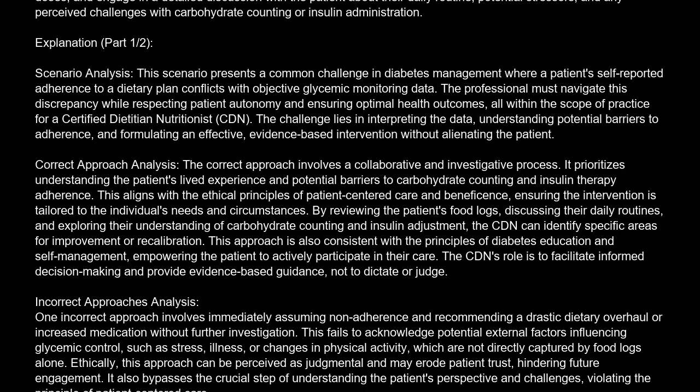Incorrect approach analysis. One incorrect approach involves immediately assuming non-adherence and recommending a drastic dietary overhaul or increased medication without further investigation. This fails to acknowledge potential external factors influencing glycemic control, such as stress, illness, or changes in physical activity, which are not directly captured by food logs alone. Ethically, this approach can be perceived as judgmental and may erode patient trust, hindering future engagement. It also bypasses the crucial step of understanding the patient's perspective and challenges, violating the principle of patient-centered care.